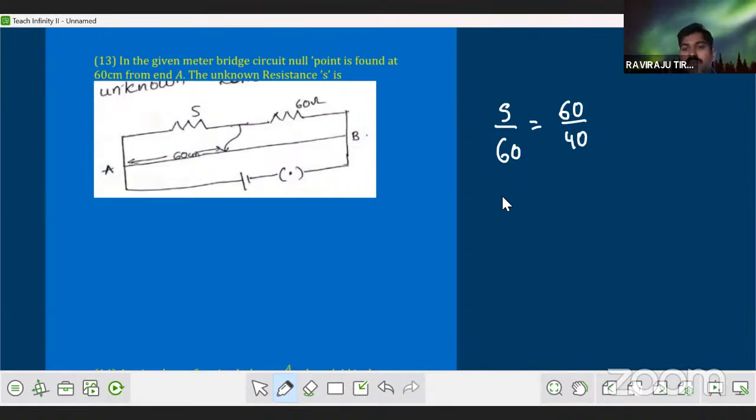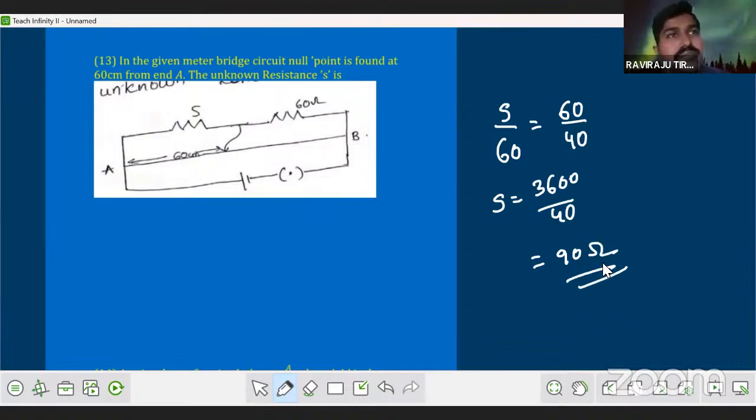Then S value will be how much? 3600 by 40. I think 90 is the answer. I think 90 ohm is the S value. The left side resistance value will be 90 ohm. To balance the bridge, what is the condition? According to the Wheatstone bridge condition only. R by S equal to L by 100 minus L.